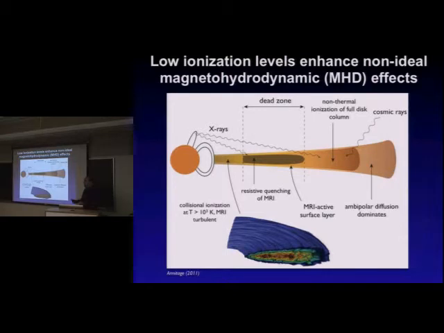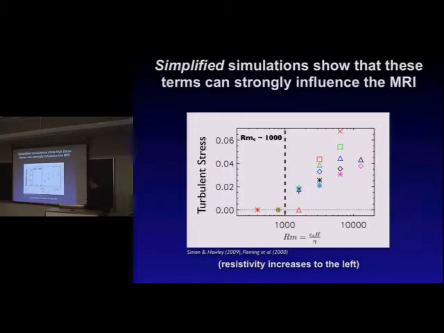He argues it in the context of PAHs soaking up a lot of charge. But for most of the talk, I'm going to treat this region as ideal MHD, and I'll have one little bit about ambipolar diffusion. I don't really need to show you these plots, but I will just for the sake of completeness. The turbulence stress, which is the equivalent of the alpha parameter, increases with decreasing resistivity.